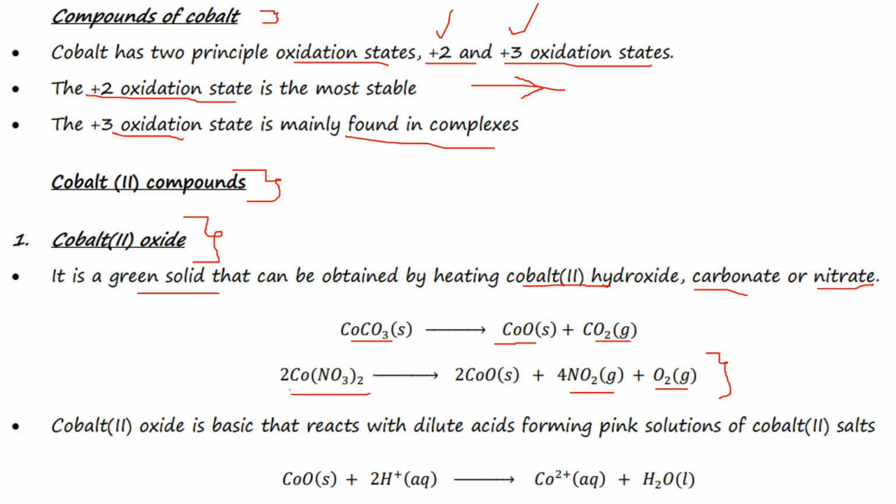So heating cobalt nitrate is going to give us cobalt oxide, which is the main compound we need, together with nitrogen dioxide gas together with oxygen. And the balancing follows the same criteria like we mentioned before.